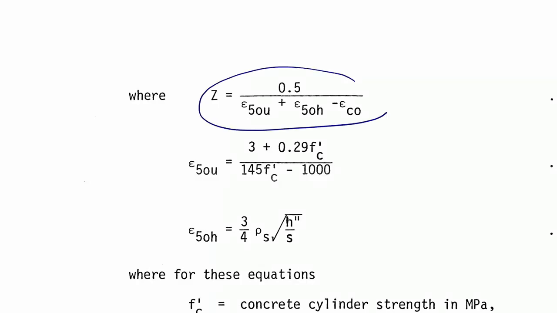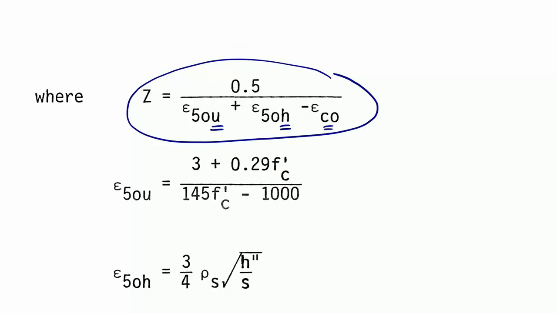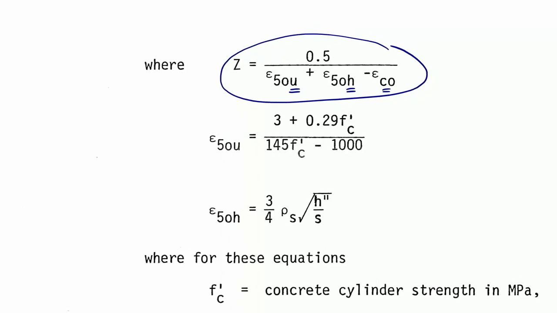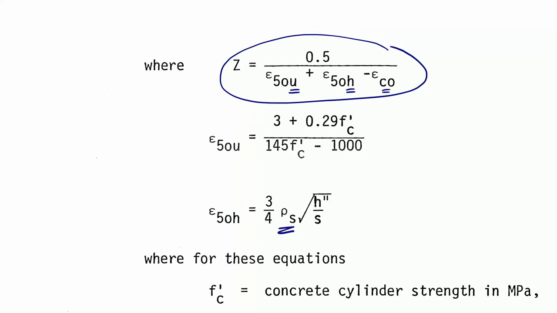So look at this, z is 0.5 over (epsilon 50u plus epsilon 50h minus epsilon 0). Okay, so look at all of these together. All these parameters are given. This is dependent on rho s, which is the amount of your confinement. So they tie up the confinement quantity with the ductility of the concrete model. This is the interpretation.